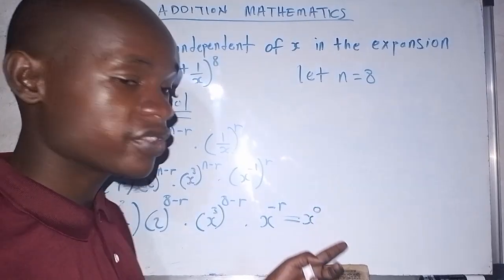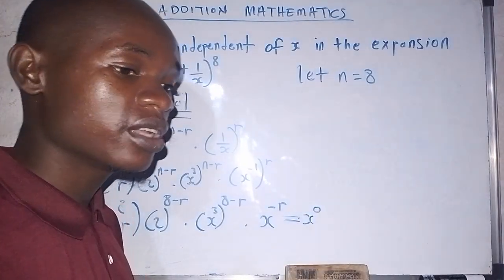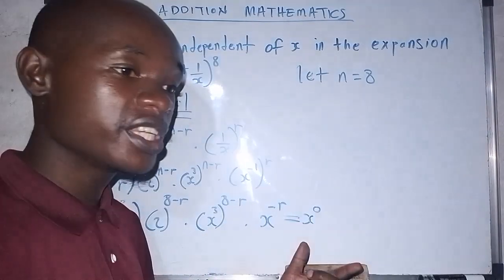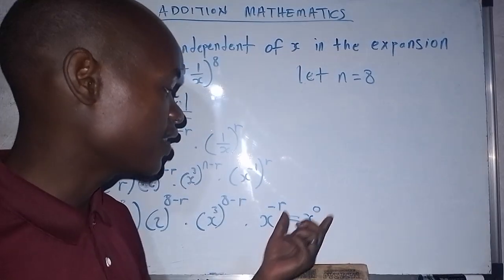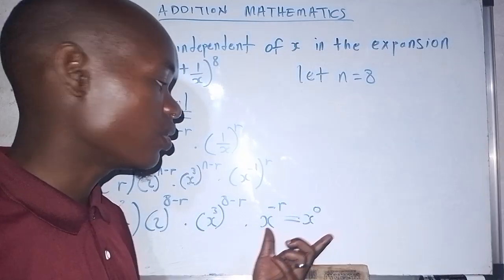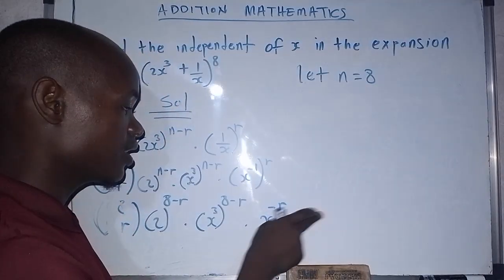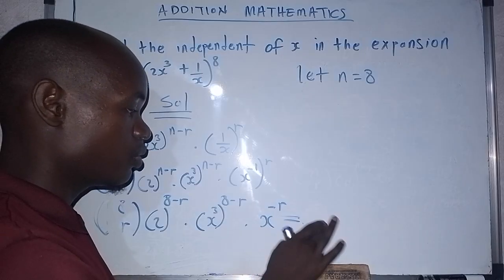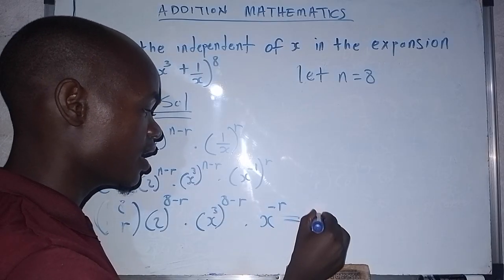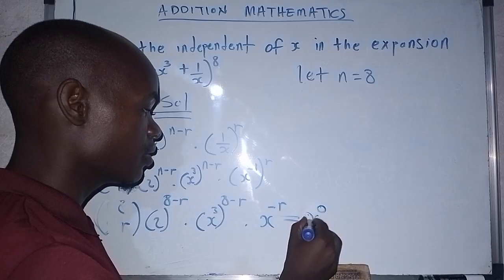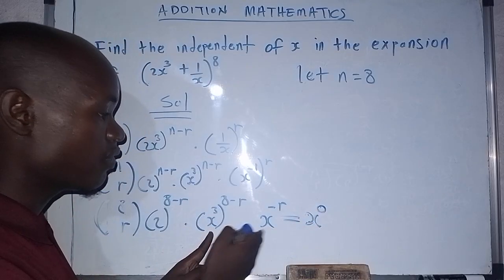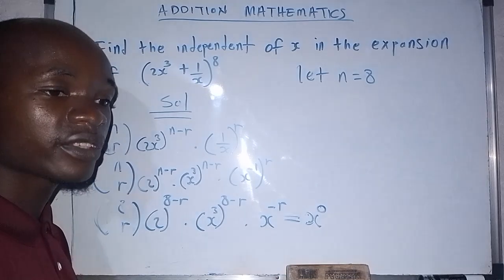Since x to the power of 0 gives us a 1, the independent term of x can only be found if x has the power of 0. If you want, you can put it directly by equating x to 0, but it makes more sense to say x to the power of 0, so that all the bases here are bases of x.